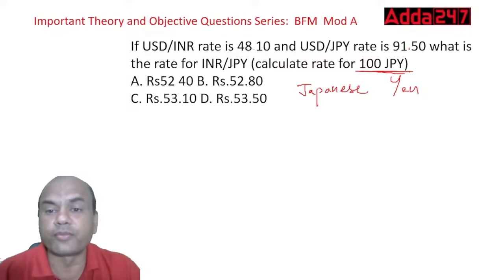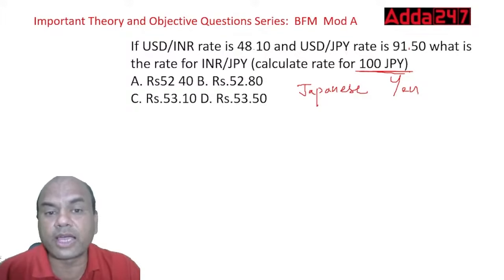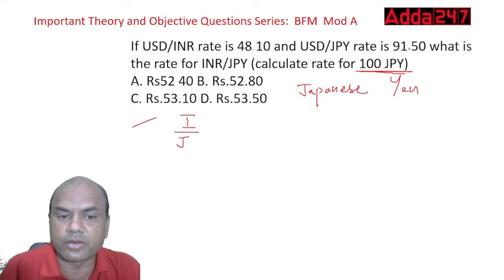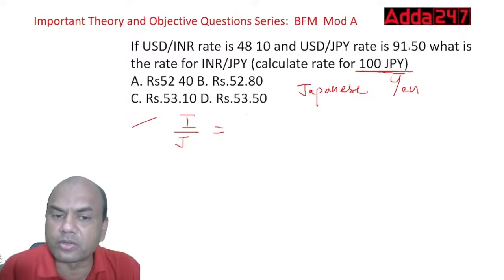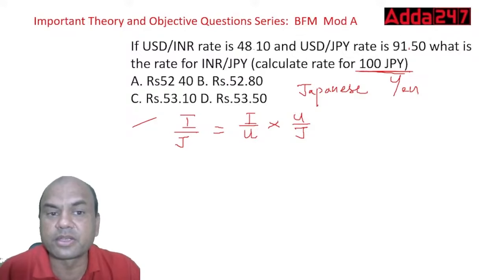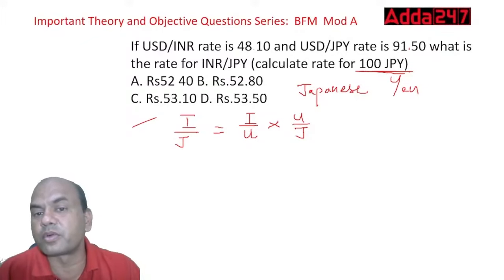Now, Japanese yen. What is the rate now? You want INR to JPY. So again, use the same chain rule: INR to USD, into USD to JPY. Are you having both the rates? See here, the USD to INR rate is given. INR to USD into USD to JPY is what you want.